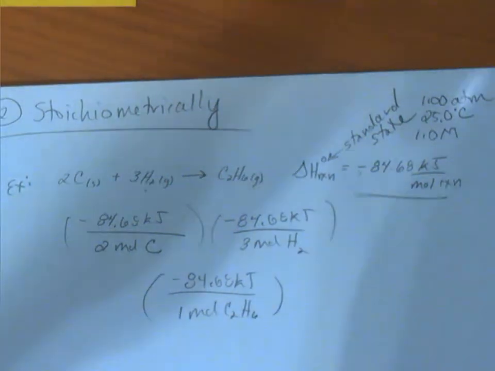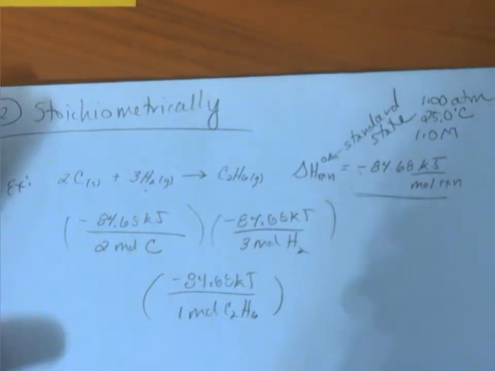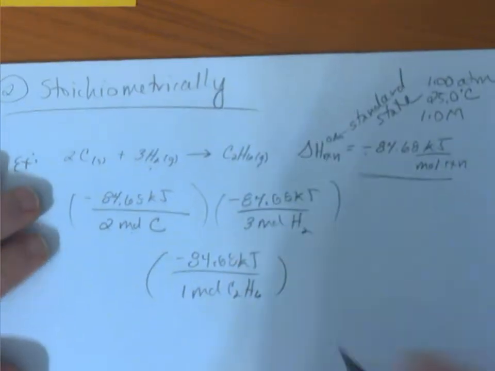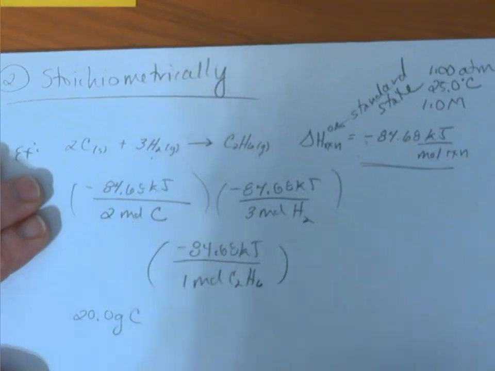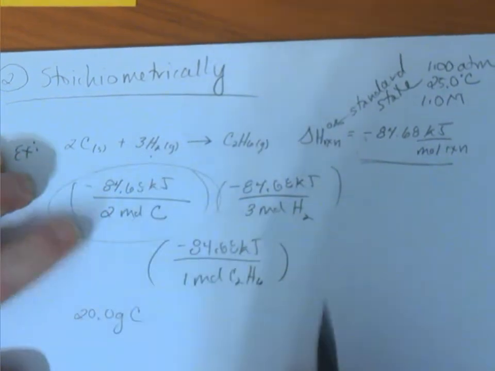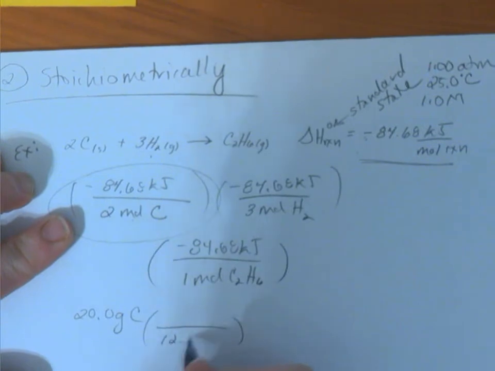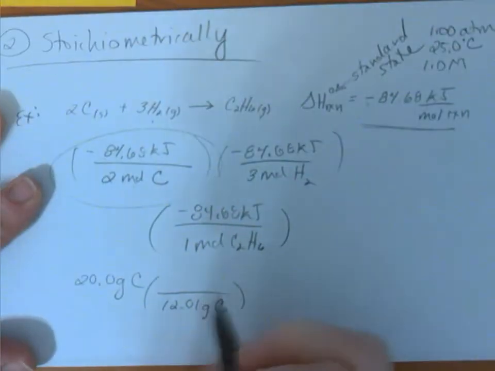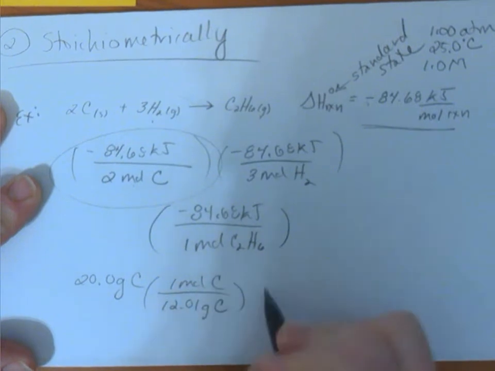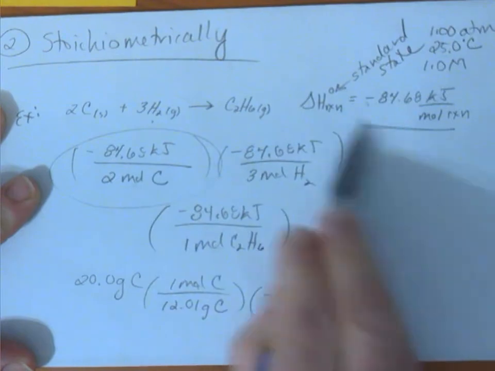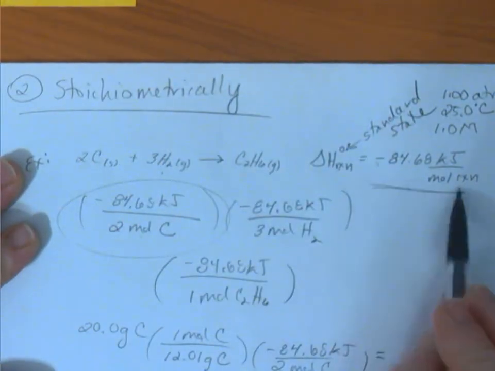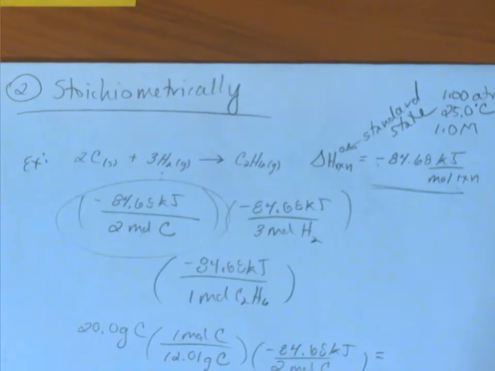So you may be asked, well, what is the amount of energy that would be released if you reacted, let's say, 20 grams of carbon? Well, we can just use this relationship. So we know carbon's average atomic mass is 12.01 in every 1 mole. And we're given this information that for every 2 moles of carbon, we get 84.68 kilojoules. And so stoichiometrically, if we're given this information, it's per the balanced species.